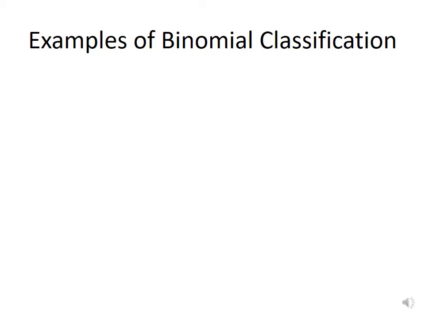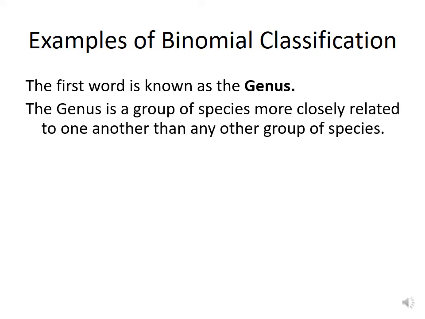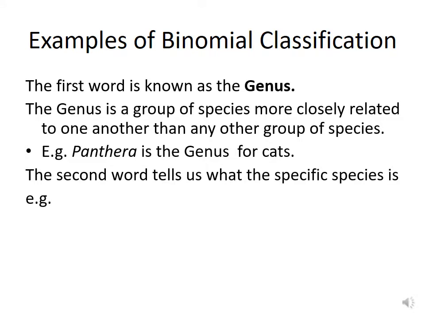Examples of binomial classification. The first word is the genus. The genus is a group of species more closely related to one another than any other group of species, so it's a big group. For example, Panthera is the genus for cats. The second word tells us what the specific species is.